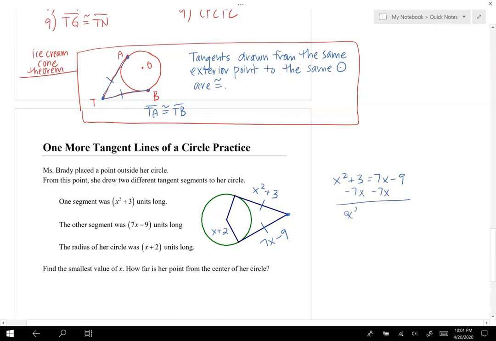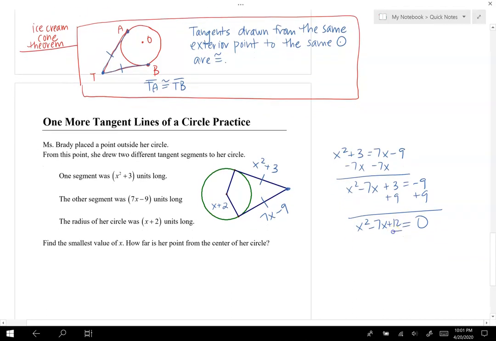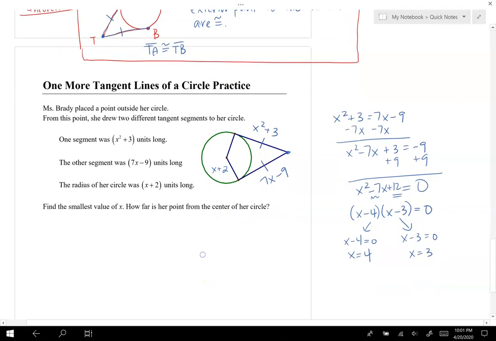So far I've got this, x squared minus 7x plus 3 equals negative 9. And then I'll move the 9 over, because I want that right-hand side to be equal to 0. So I can factor. All right, so two numbers that multiply to 12 but add to negative 7 are x minus 4, x minus 3. And using zero product property, you've got x minus 4 equals 0 and x minus 3 equals 0. X equals 3. X equals 4. Let's see what the question's asking. Find the smallest value of x. Okay, so I'm going to pick x equals 3.